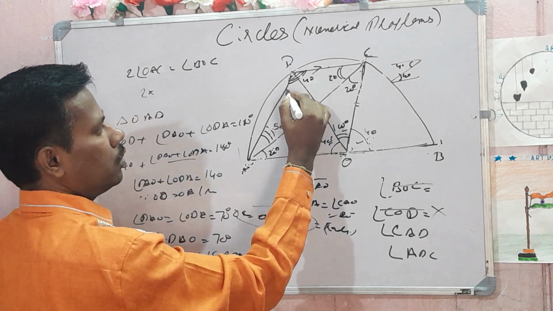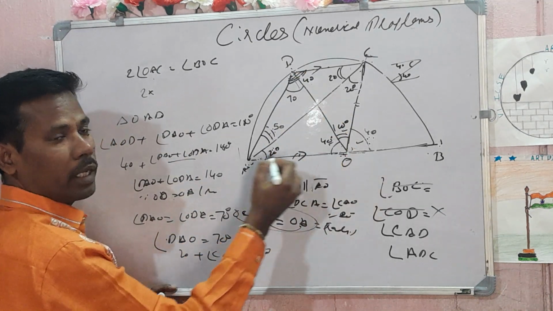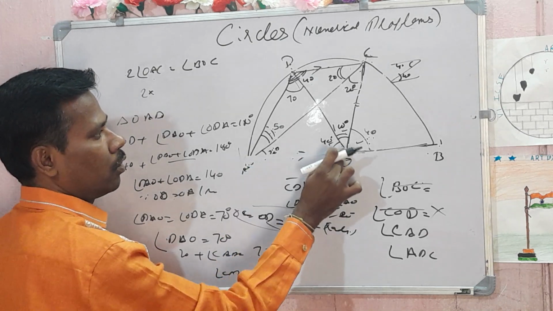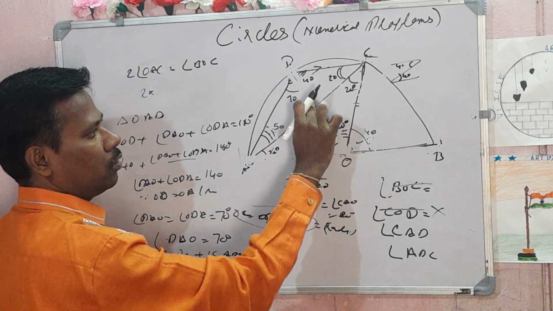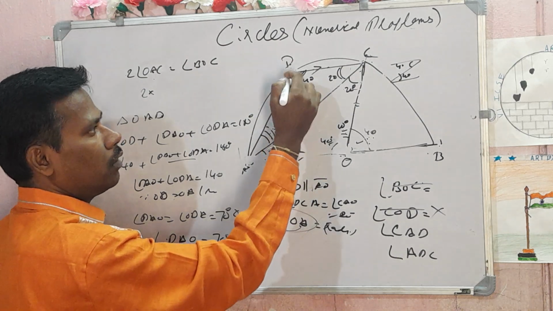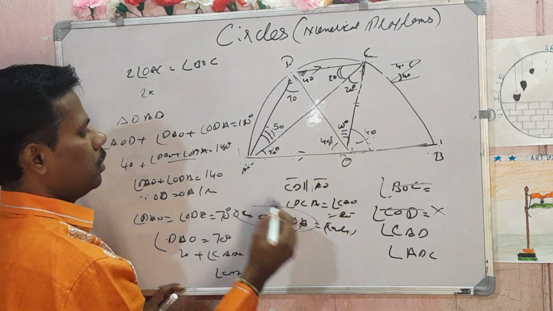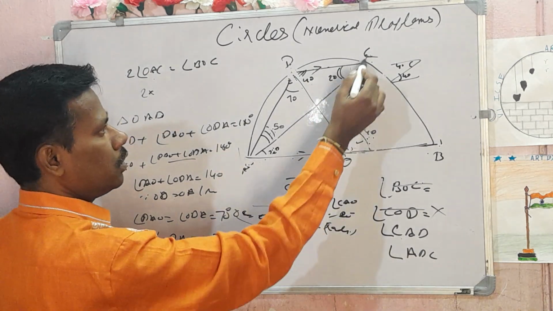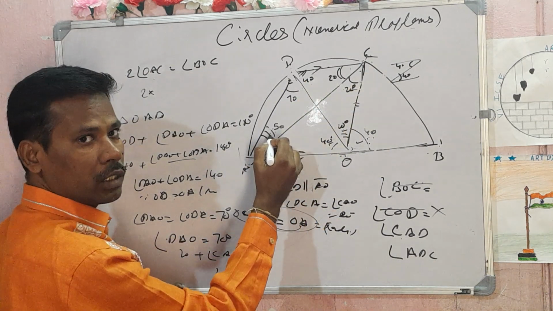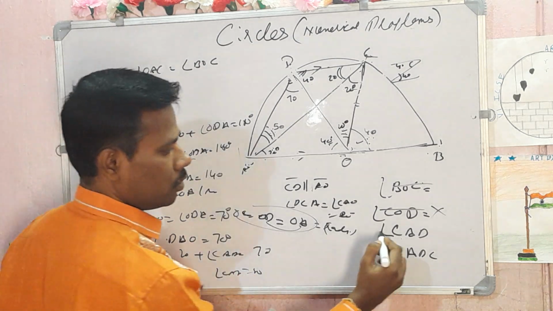So this angle is 70. Why? Because see here, OD is equal to OA, radii of the circle. So if this angle is 70, this angle will be 70. Now come back to what they are asking, CAD. CAD, this already is 50. I have written here, CAD is equal to 50 degrees. 70 minus 50. So this is also over.